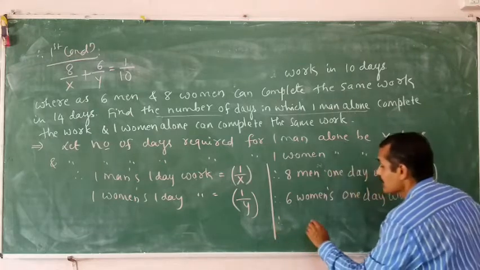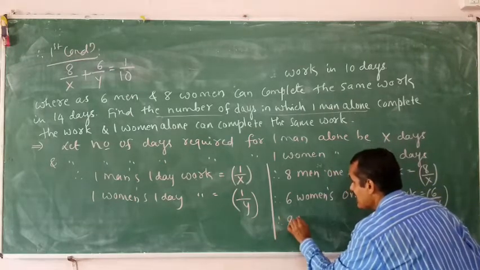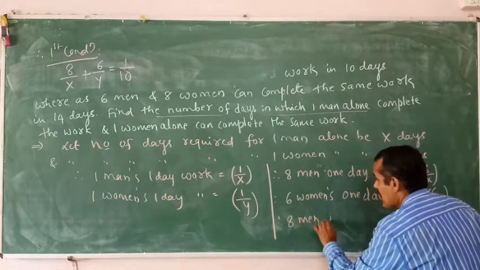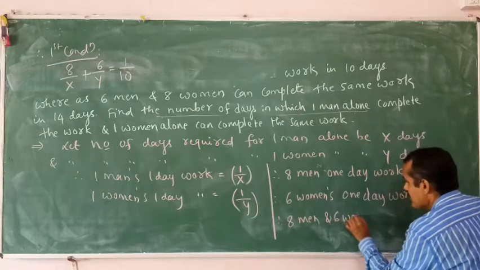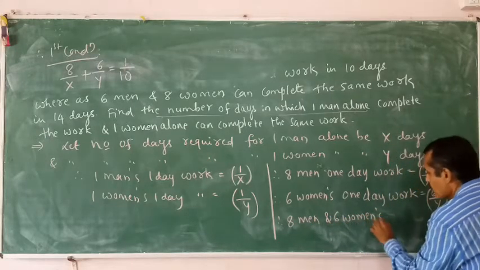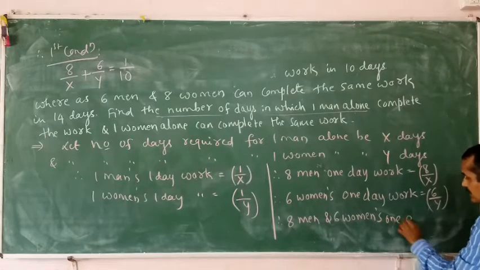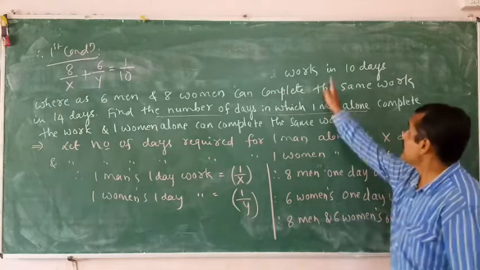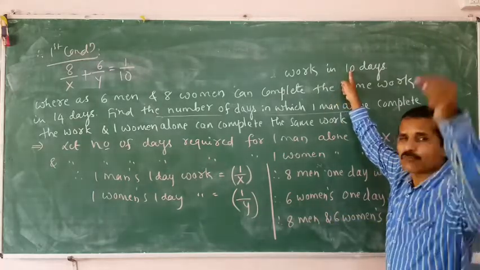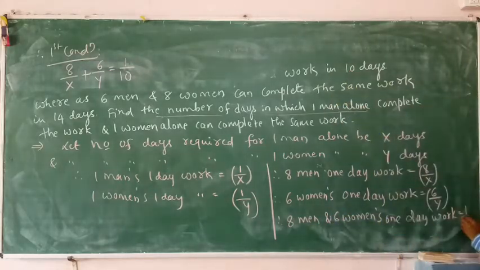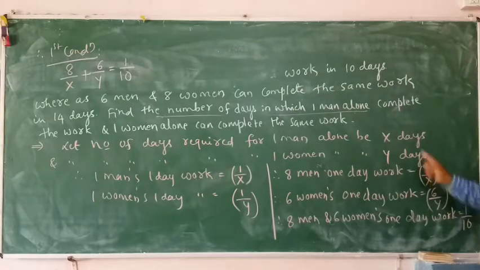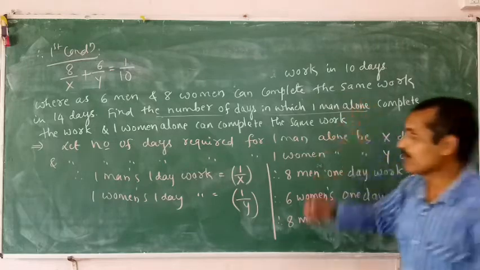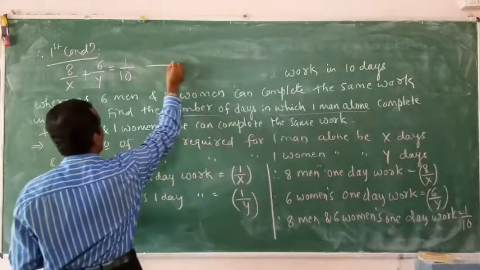Therefore, 8 men and 6 women's 1 day work is equal to... See, together they complete in 10 days. What about their 1 day work? Equal to 1 by 10. Now we can write the equation: 8 by X plus 6 by Y is equal to 1 by 10. Equation number 1.